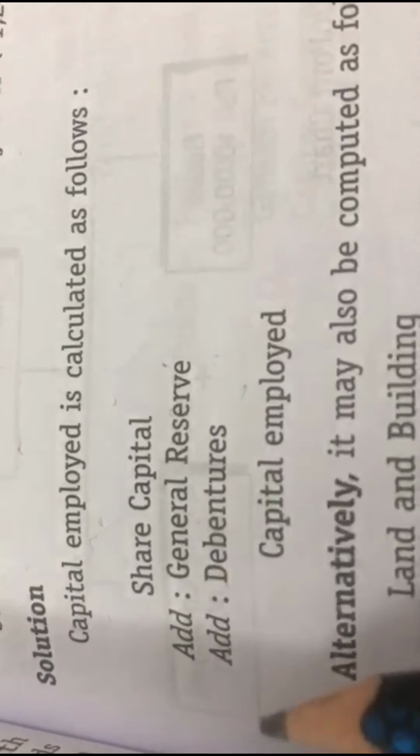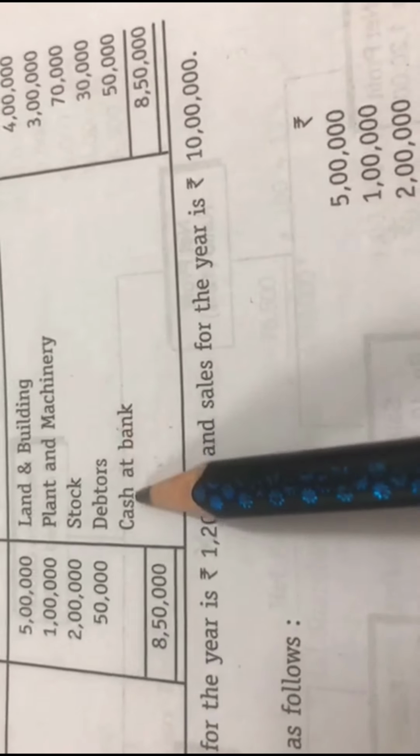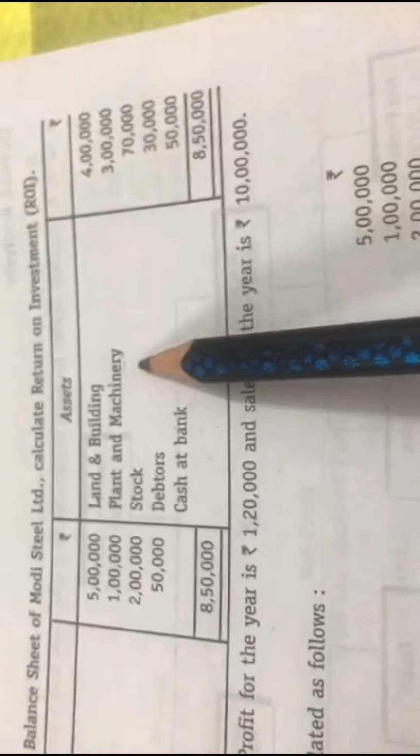Share capital, you can include equity and preference share capital. To that you have to add what? General reserve. Then you have to add debentures, so long term debts. So if you have fictitious assets, you have to deduct. You don't have any fictitious assets on the asset side of balance sheet, so you need not deduct any item. So how much is capital employed here? 8 lakh. This is as liabilities based approach.